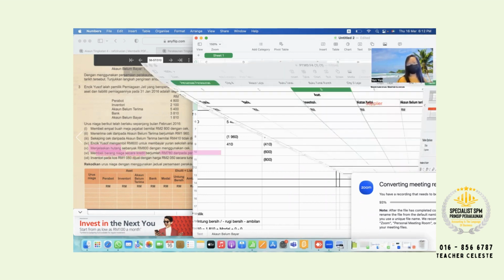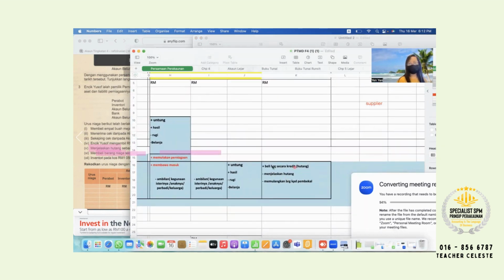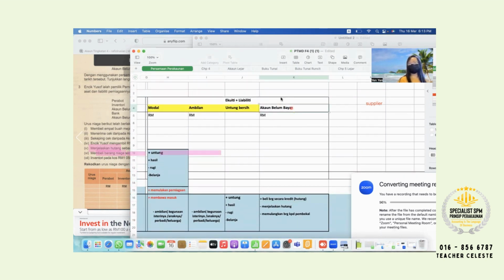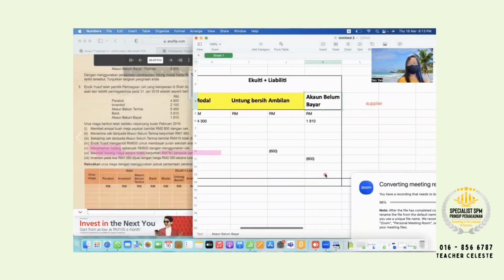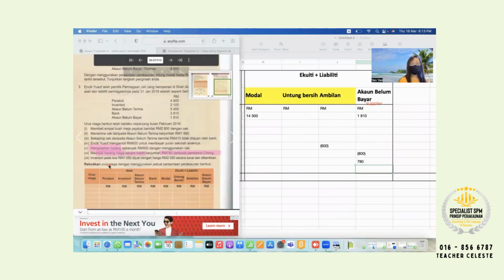So once secara hutang, you see here, beli barang secara kredit. You see keyword. Beli barang secara kredit. So under account belum bayar, we write down here tambah 780.